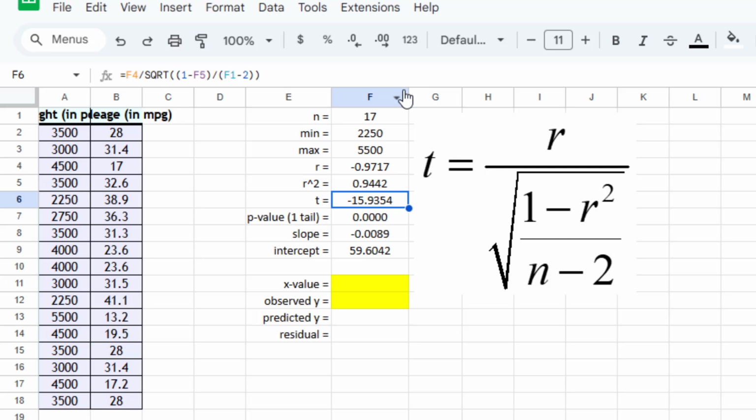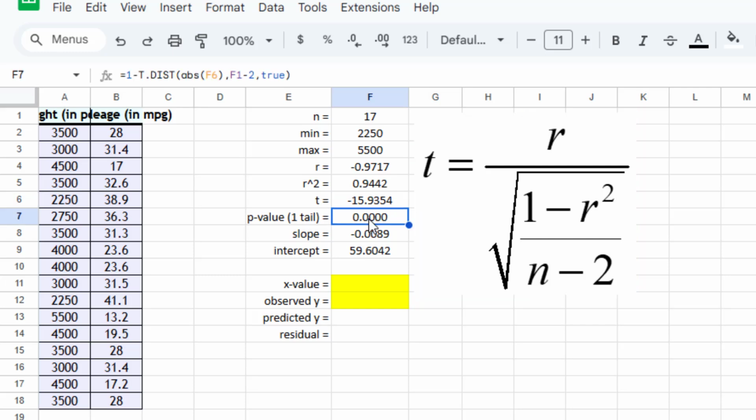And then here I had to do a little formulation where we're recreating this lovely formula for our test statistic, our t value. And you can see it's pretty straightforward. We've got F4, because that's where my r is, divided by the square root of everything inside the square root. And then you just have to realize that you have to put parentheses around this and parentheses around that, because you need this whole number divided by this whole number. So that's why I've got 1 minus F5, because that's where my r squared is, and then divided by F1 minus 2, because F1 is my sample size. And so the n minus 2 becomes the degrees of freedom for this kind of test. That gives us a t.